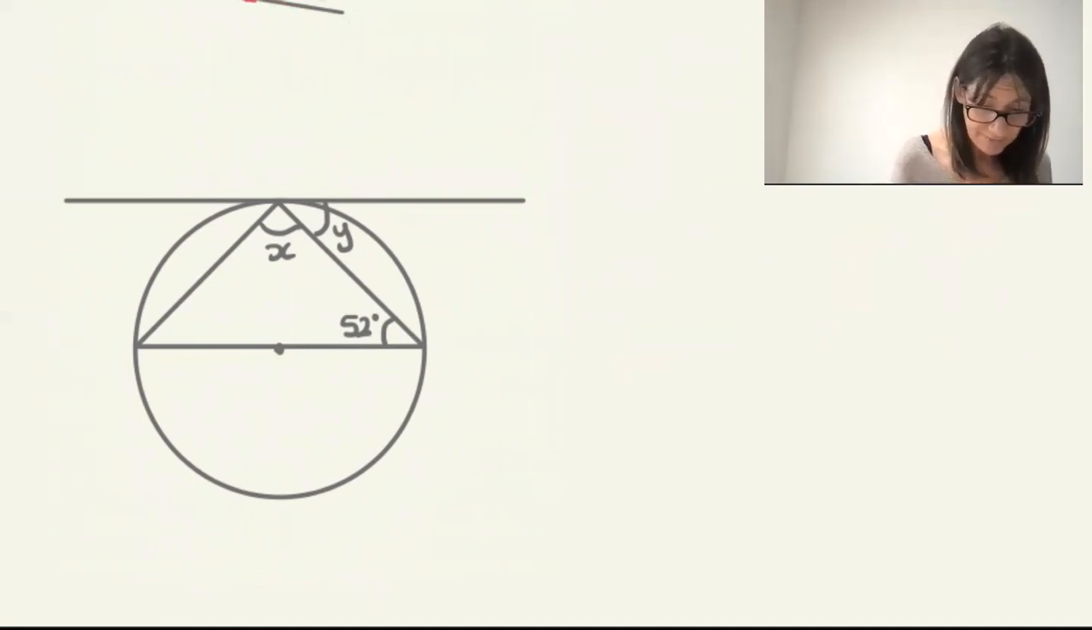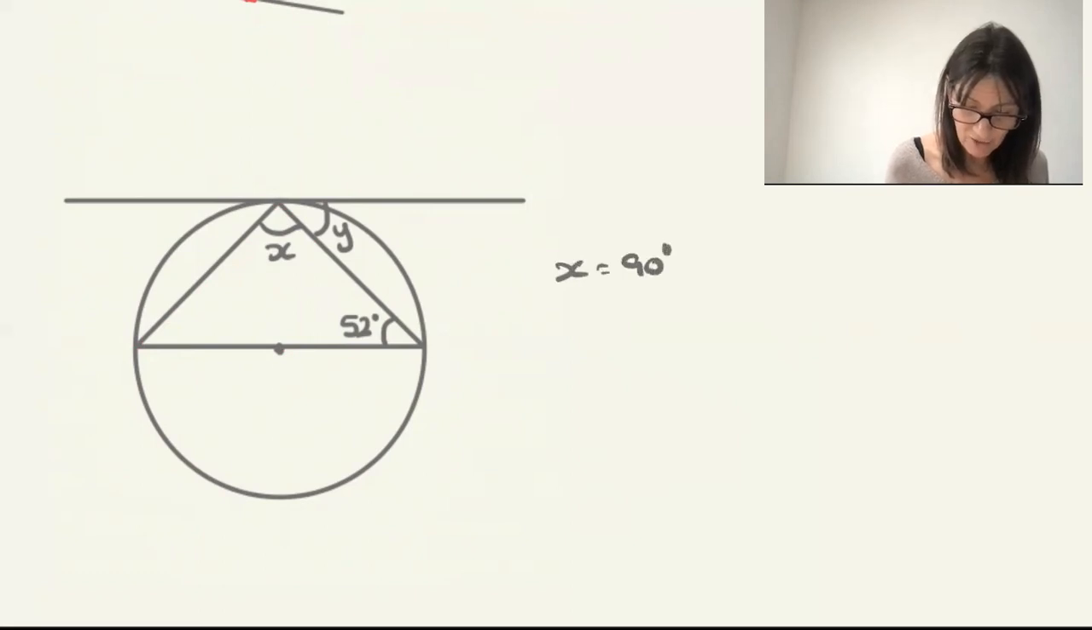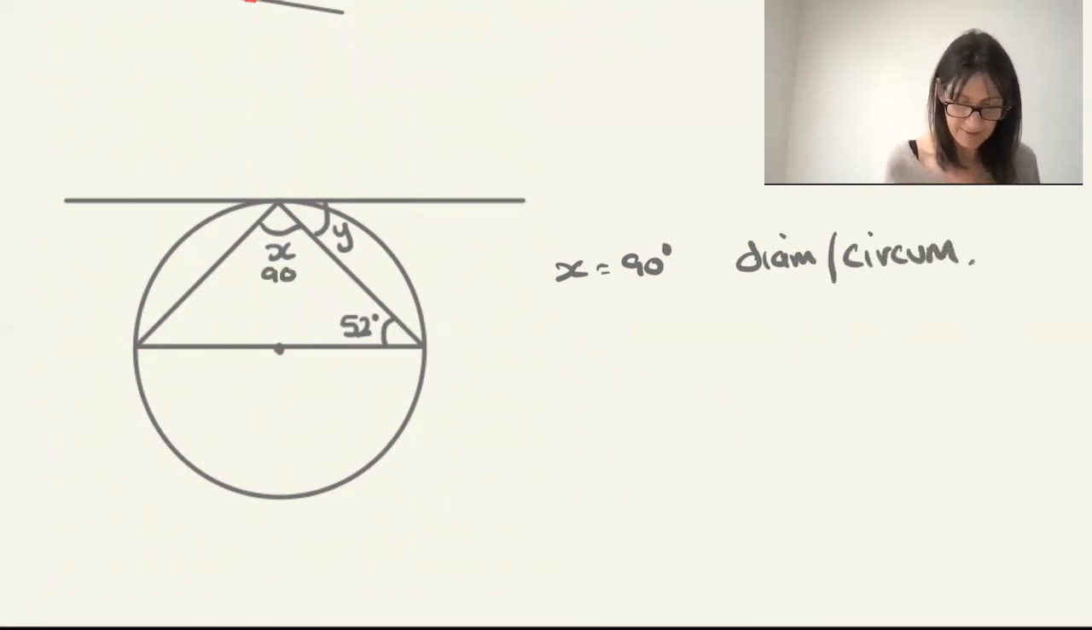Okay, so I can see a diameter. Yeah, I've got a line going straight through, which means that the point it touches, the circumference, is 90 degrees. So that x is 90 degrees because of my diameter circumference rule. So I'm going to pop that on there as well.